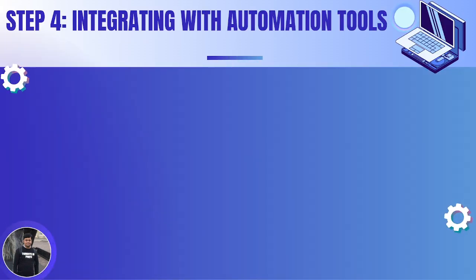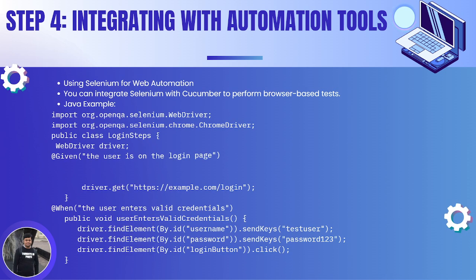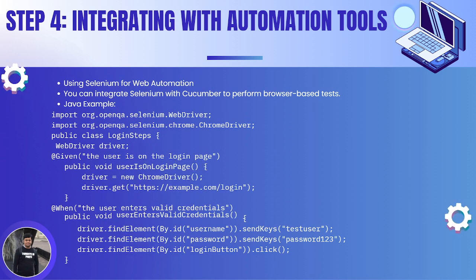Next is integration with automation tools. Using Selenium for web automation, you can integrate Selenium with Cucumber to perform browser-based tests. For the Java example, you can see here, you have to install Selenium, and also you need to import org.openqa.selenium.WebDriver and org.openqa.selenium.chrome.ChromeDriver.